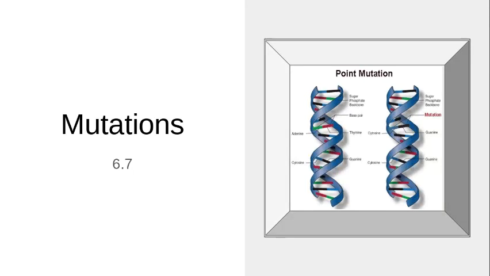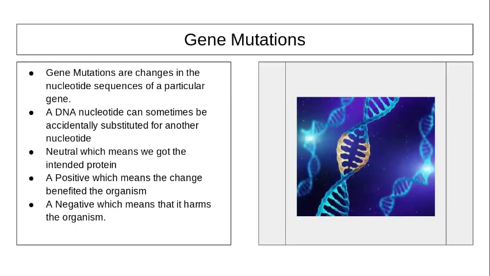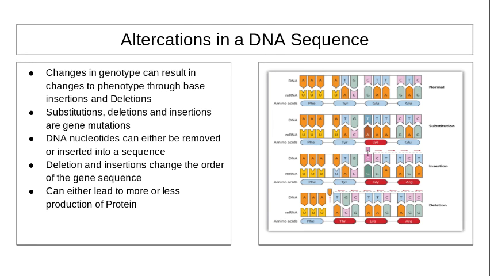Mutation, 6.7. Gene mutations are changes in the nucleotide sequences of a particular gene. A DNA nucleotide can sometimes be accidentally substituted for another nucleotide. The result can be neutral, which means we got the intended protein; positive, which means the change benefited the organism; or negative, which means the change harms the organism.